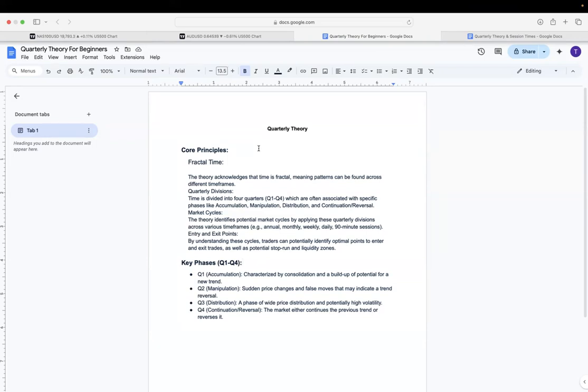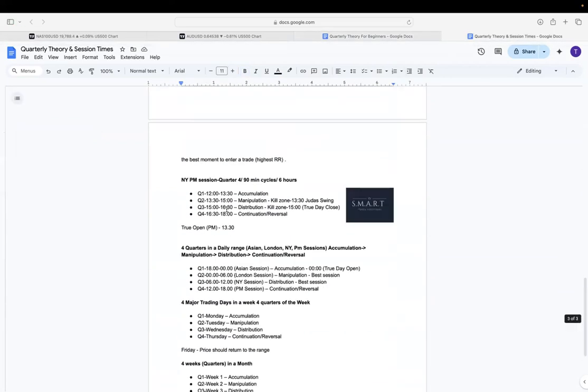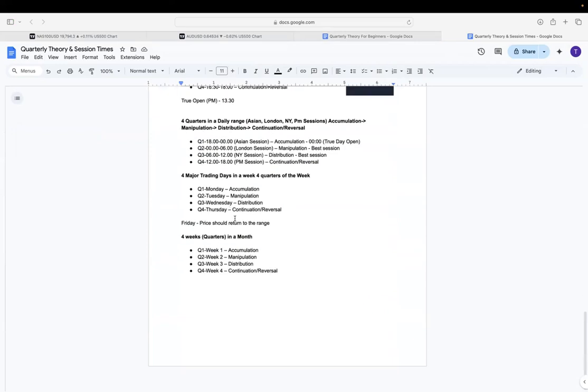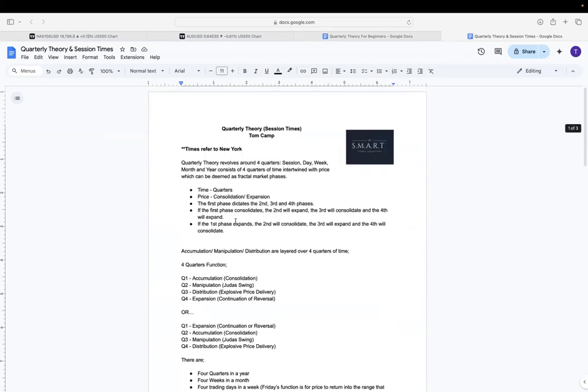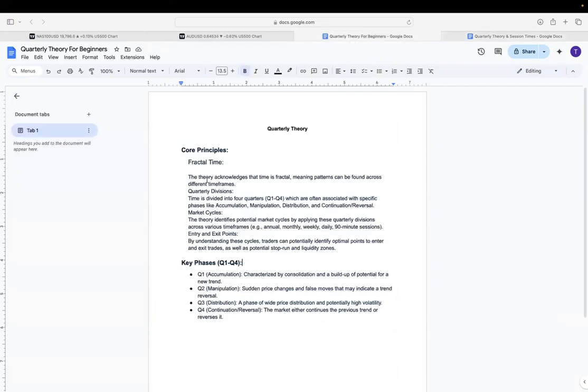But for the sake of this lesson, I'm going to explain to you exactly how quarterly theory works, what the idea behind it is, and how you can potentially take advantage of it when you are able to basically see it. And I've got this particular document right here, which I've created a few months ago now, which is going to give you all of the session timings that you need to refer to in terms of what quarterly theory actually is and what it actually does.